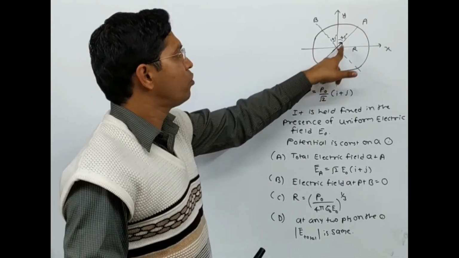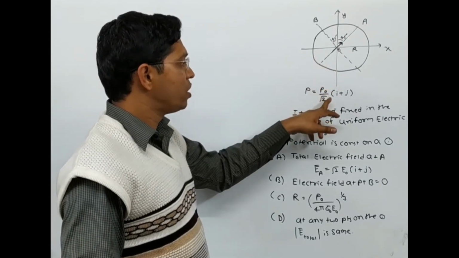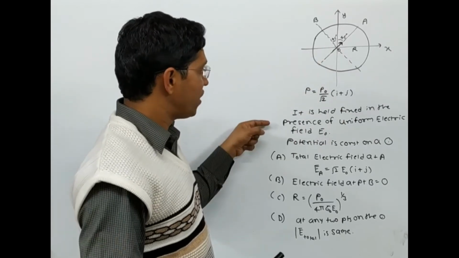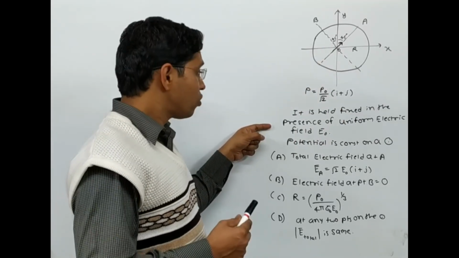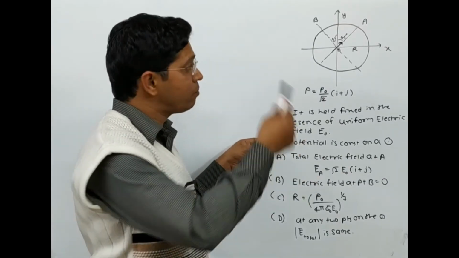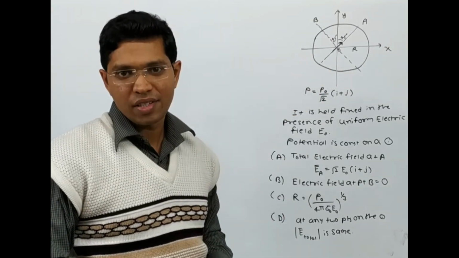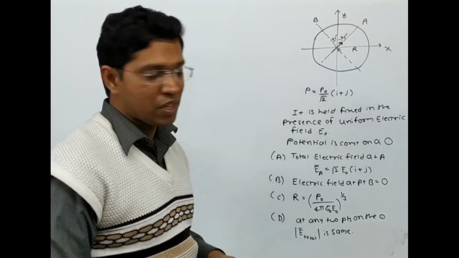An electric dipole is kept here, and it is said that the dipole moment of that electric dipole is p naught by root 2 (i plus j). It is also said that it is held fixed in the presence of a uniform electric field E naught. Another piece of information given is that the potential is constant at every point on the circle, which means that the circle is an equipotential surface. So from this figure and these two conditions, we have to check which options are correct.